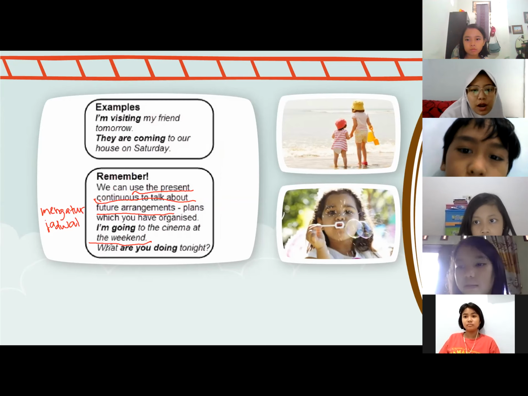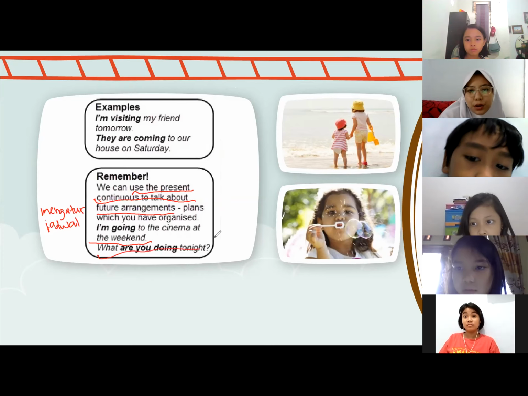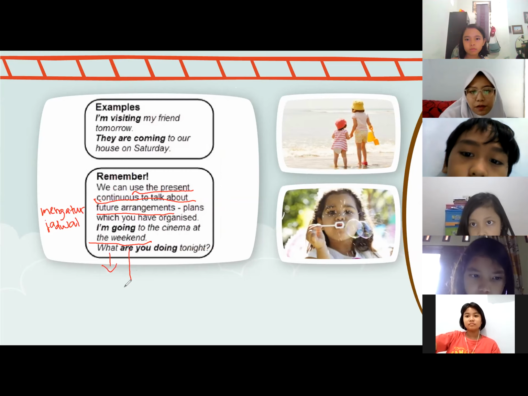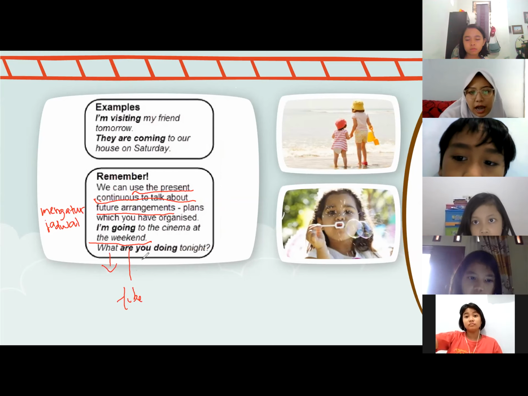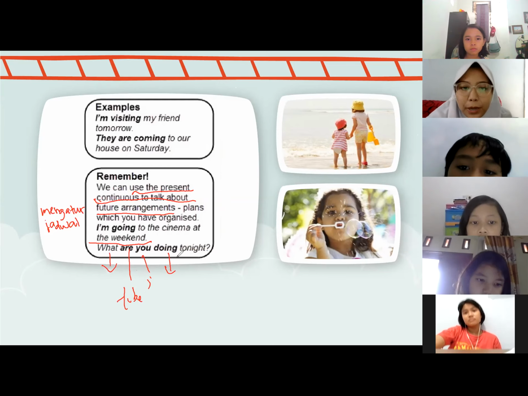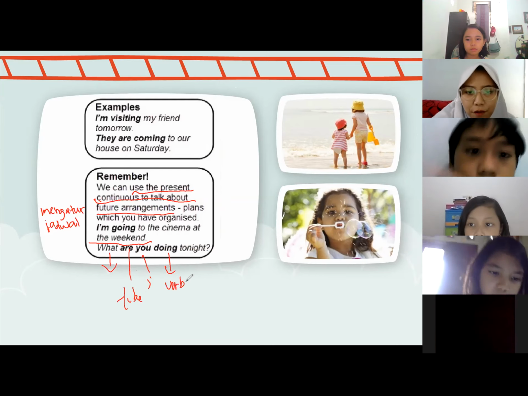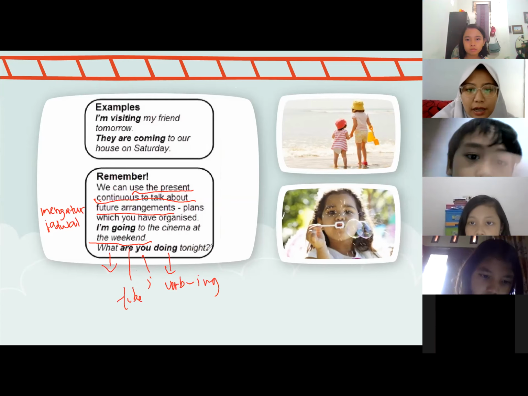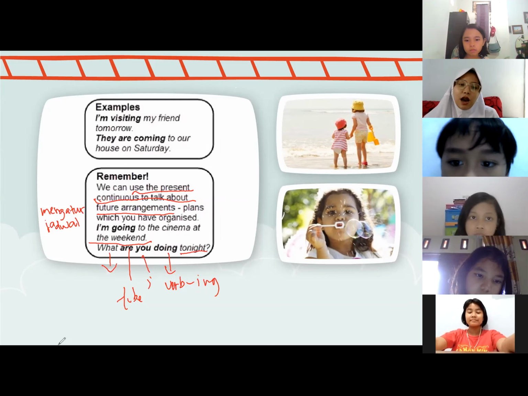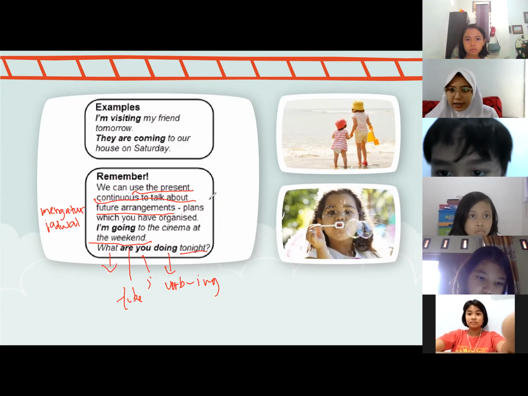So this is how to ask. Oh, what are you doing tonight? We have what, and then to be first, and then the subject, and then we have verb plus ing. And then the last is the time. That is how to make the sentence.